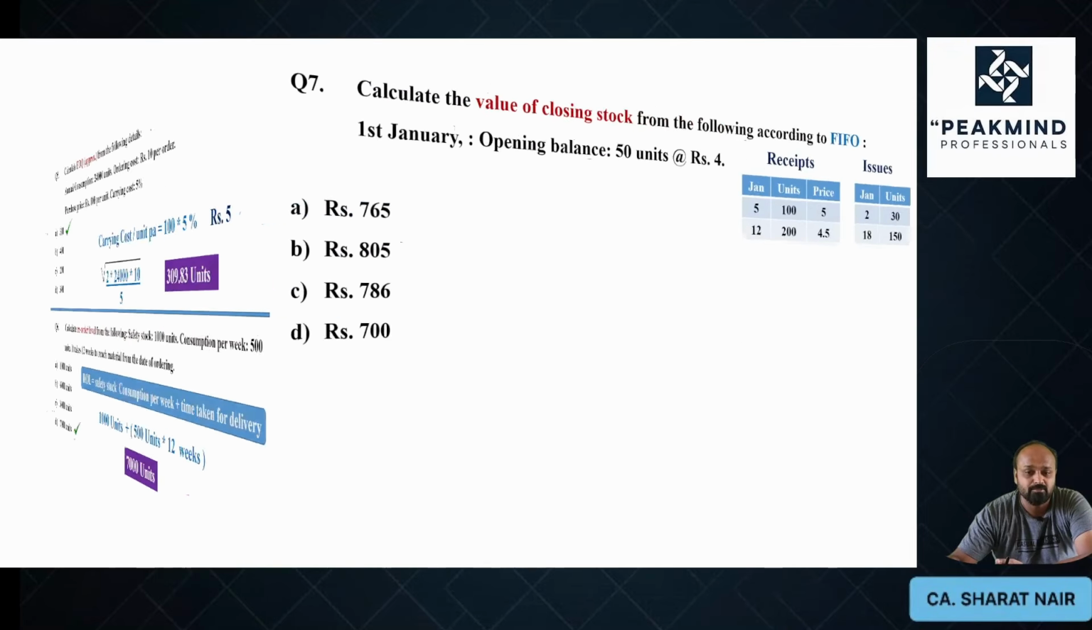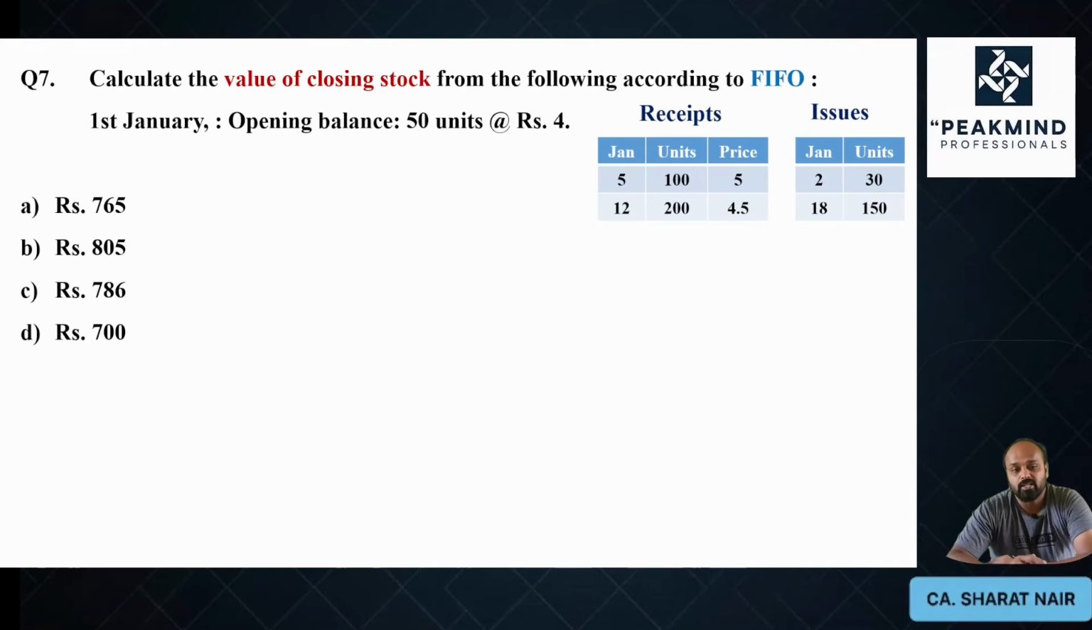Moving to the next MCQ, they are asking us to calculate the valuation of the closing stock using the FIFO method. Given data, on 1st January we do have opening stock of 500 units at rupees 4. They have given that on different dates the receipts and issues are given. On January 5 and January 12 we have purchases, or I can say the goods have come to the store. And on January 2 and January 18th, the goods have gone out of the stores to production.